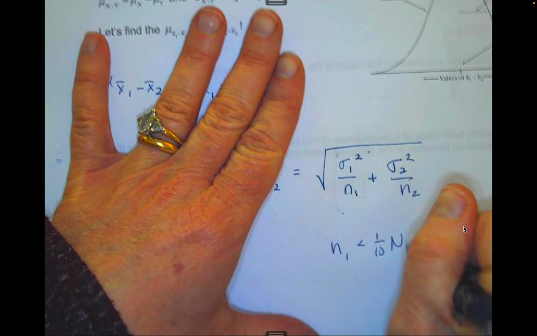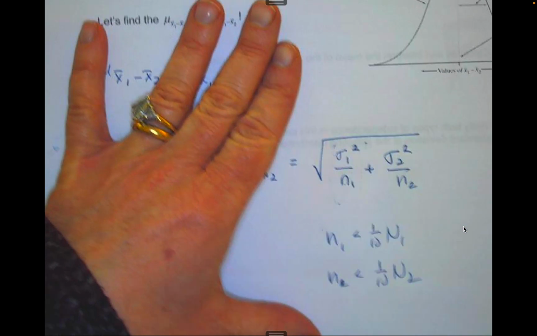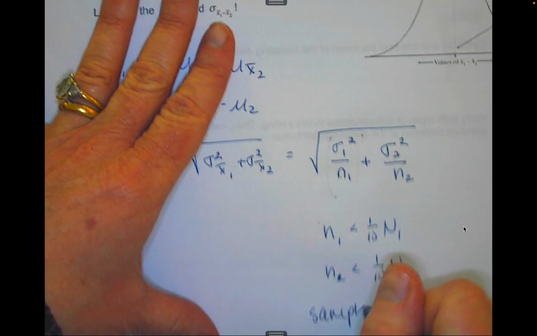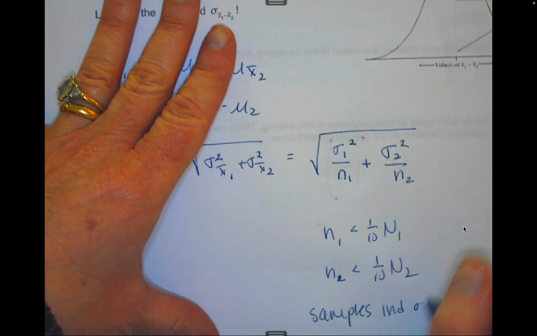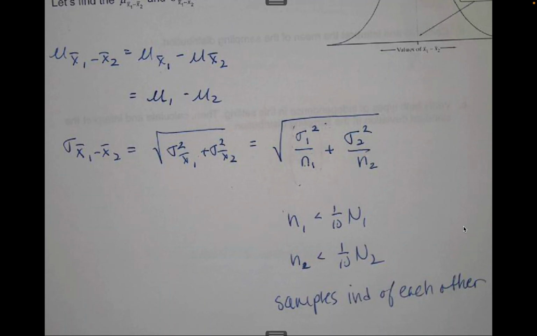And again, the same thing is true as before. The samples need to be independent of each other. If they were not, it would be a matched pair scenario. We don't want matched pair. Does that make sense?